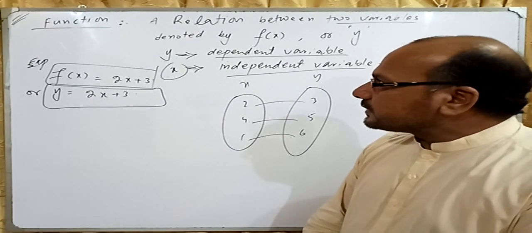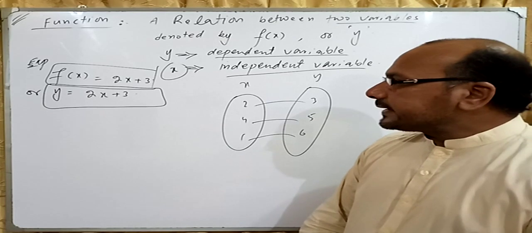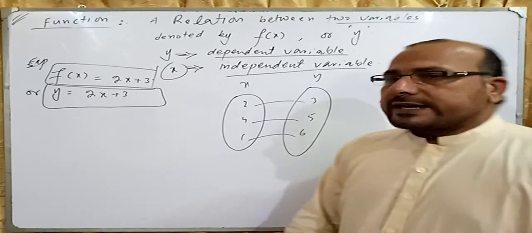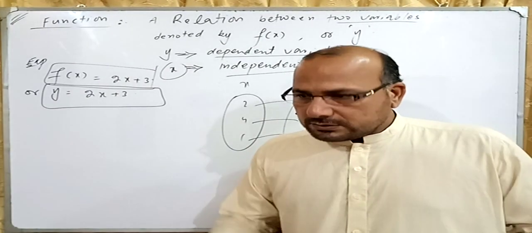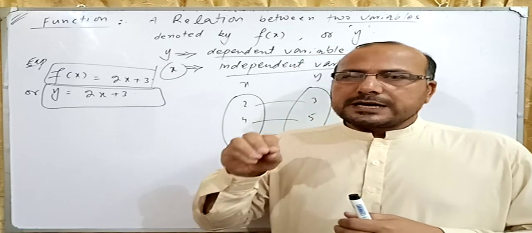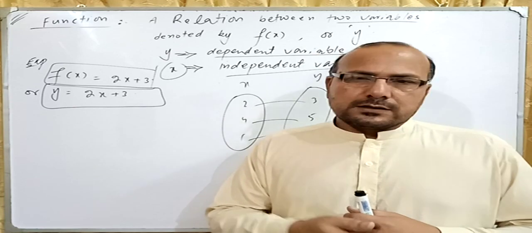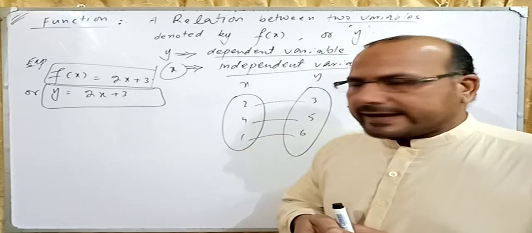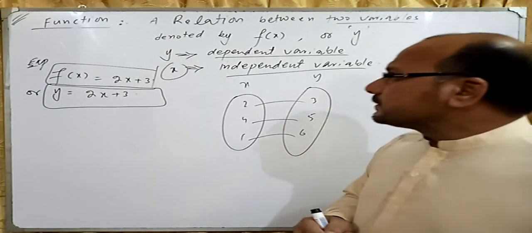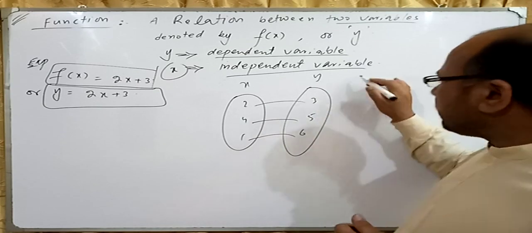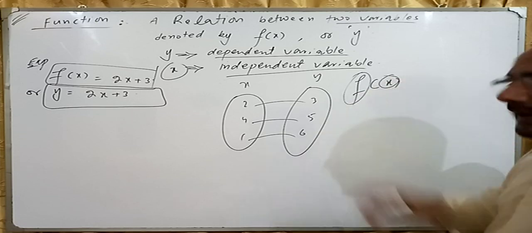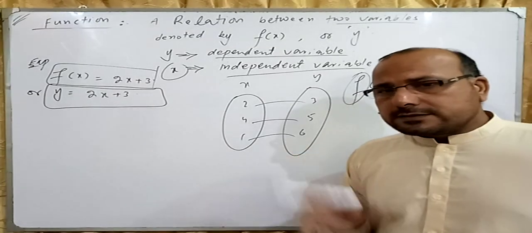So first we will try to understand what is meant by function. Then in the next step I will solve a few questions, to see how we can find the value of the function, and how the value of the function is increasing or decreasing by putting different values of the independent variable, that is x. So function basically is a relation between two variables, and it is denoted by f of x. f of x means function with respect to x.